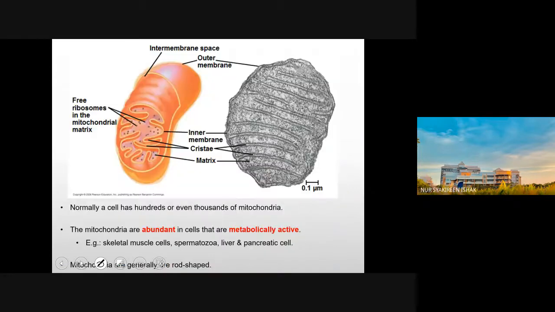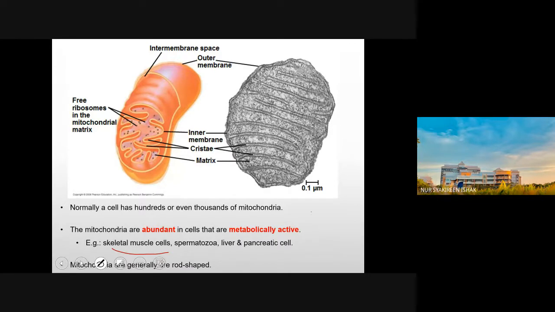Normally a cell has hundreds or even thousands of mitochondria. Mitochondria are abundant in cells that are really active, metabolically active, such as skeletal muscle cells. The contraction of skeletal muscle requires energy.